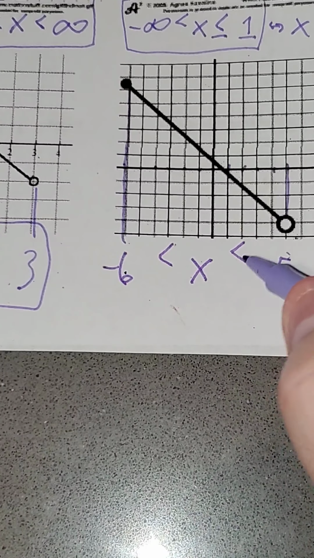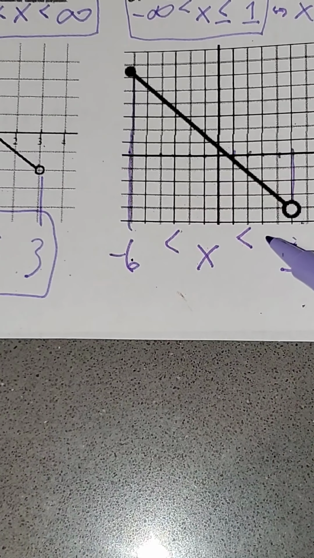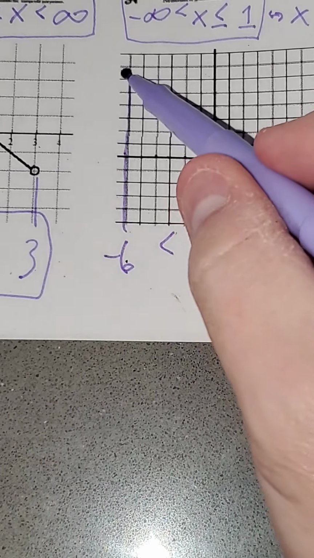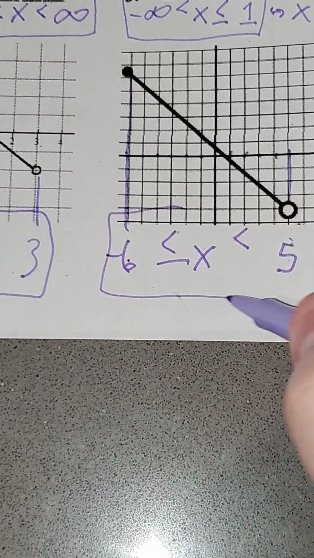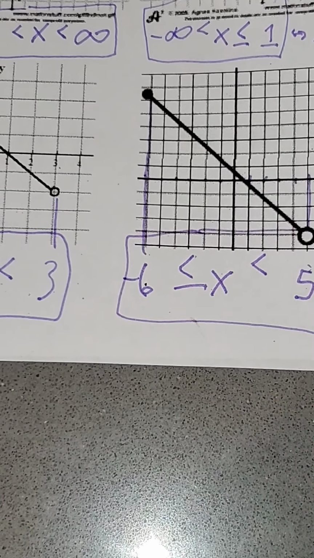In this technique, both arrows point left. This is an open circle. That does not get an equals. This is a closed circle, so it does get an equals, and that would be our final answer.